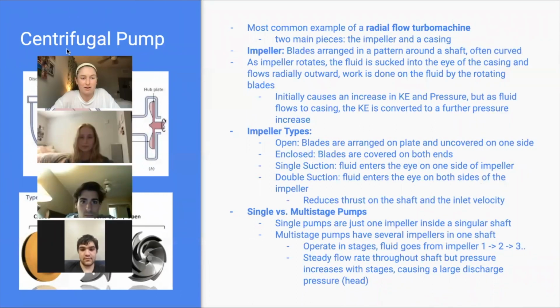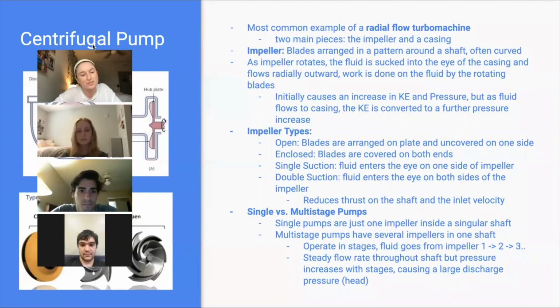So I'm going to be talking about one of the most common types of pumps, which is the centrifugal pump, the most common type of radial flow. It has two main pieces, which are the impeller and a casing around it. The impeller is just blades arranged in a pattern around a shaft, and these are often curved. As the impeller rotates, the fluid is sucked into the eye of the casing and flows radially outward. Work is done on the fluid by the rotating blades. Initially, this causes an increase in kinetic energy and pressure, but as the fluid flows to the casing, the kinetic energy is then converted to a further pressure increase.